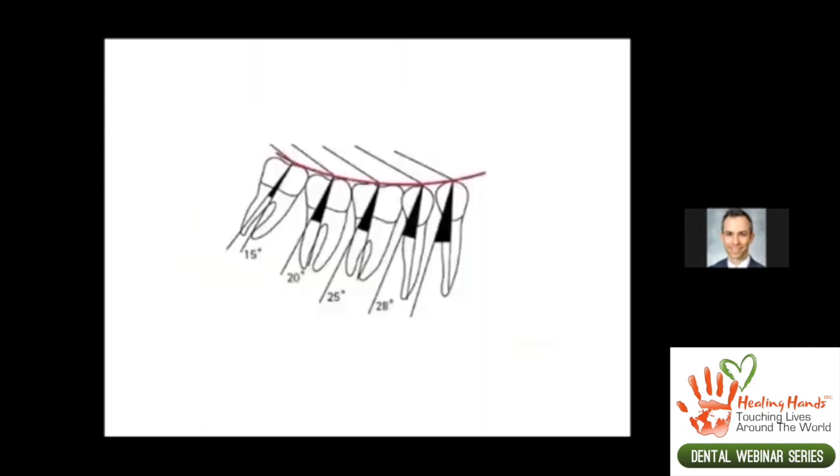Okay, sorry about that. Similarly, if we have a patient that has a certain curve of Spee to their mandibular or maxillary arch, we want to think about placing our implant in such a way that we're going to be bisecting the curve of Spee. In those situations, we can't be perfectly parallel to the long axis of adjacent teeth, especially when we have a more distal tooth that may be mesially inclined.